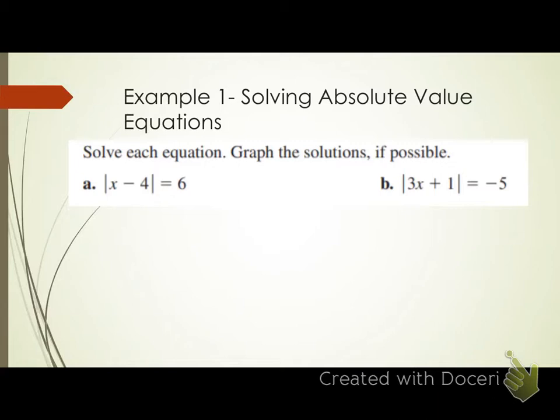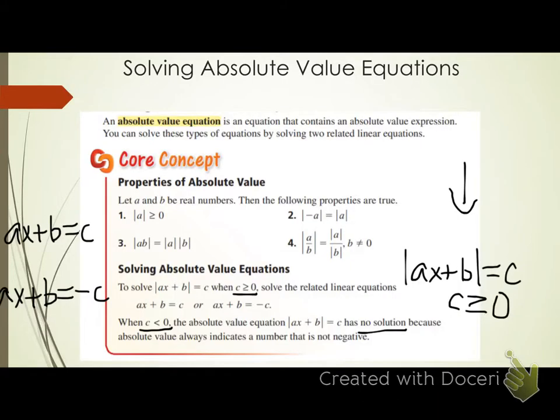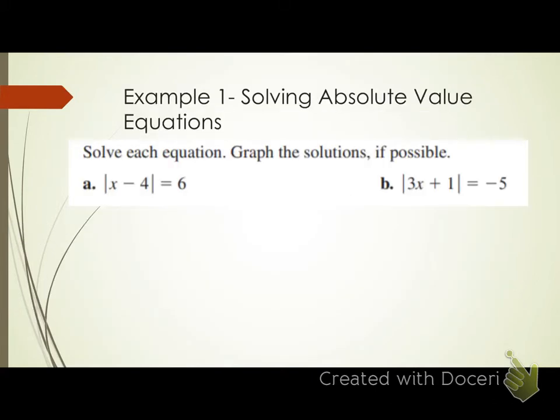Look at our C value. What's our C value in this case? Negative 5. Is negative 5 greater than or equal to 0 or less than 0? Less than 0. What's my answer if my C value is less than 0? No solution.